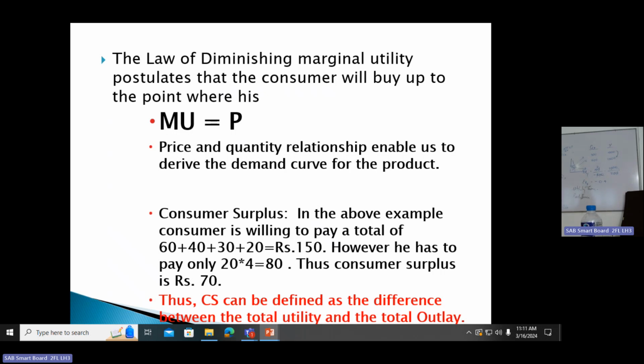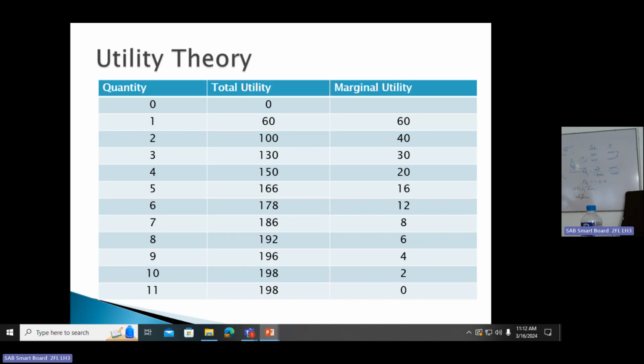7, right? So that is the difference between the total utility and the total outlay, the actual payment. So the total utility is 150. That is the benefit to the consumer. You can ascertain it as the consumer surplus. So this 7, we can see here, is the consumer surplus.